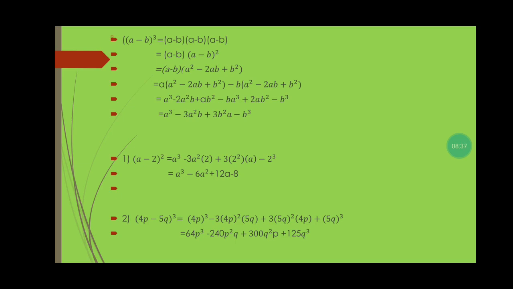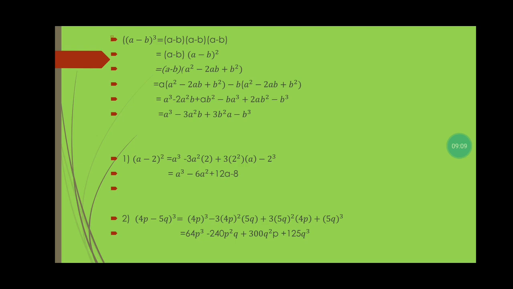So it is a times a square minus 2ab plus b square, minus b times a square minus 2ab plus b square. So here when I solve, it is a cube minus 2a square b plus ab square, minus ba square plus 2ab square minus b cube. So further solving, it is a cube minus 3a square b plus 3b square a minus b cube.